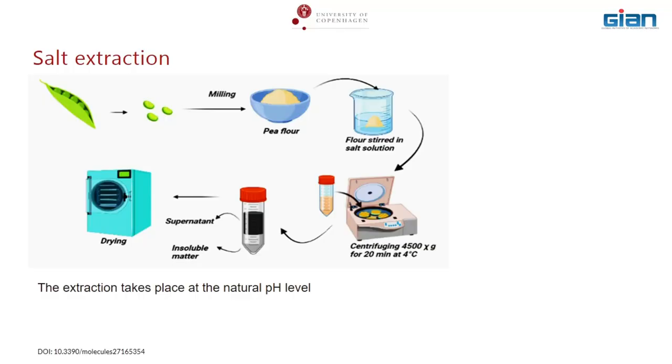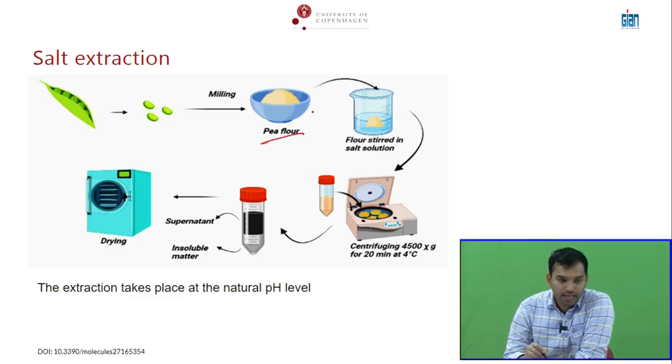Now, moving on a little bit to salt extraction. This is also one of the common approaches to extract proteins. What we do here is, let's take pea again as an example. You mill it and you get the pea flour. Okay? Then the flour is suspended in a solution containing salt. It could be sodium chloride.